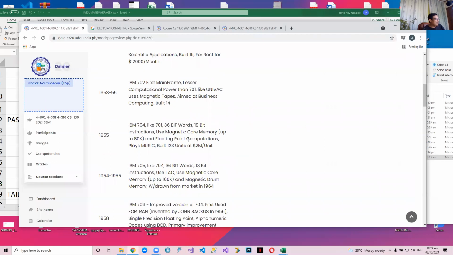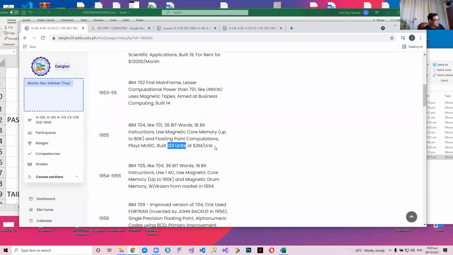It's like the 701, but this time it uses magnetic core memory, and it can store up to 80K from the previous 4K. It also uses floating point computations, not fixed point. This is the first computer that can play music. IBM built 123 units and sold them at 2 million each.